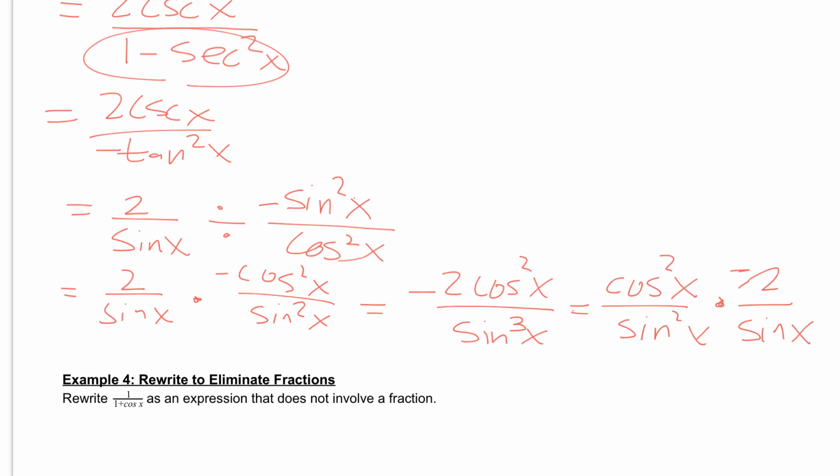And then if I change it back to my trig functions, cosine squared over sine squared is the same as cotangent squared. And then I have my negative 2. And if I bring the sine x up as that reciprocal, that's going to be the cosecant of x. And so bringing my number in front, I get negative 2 cotangent squared x times cosecant of x.